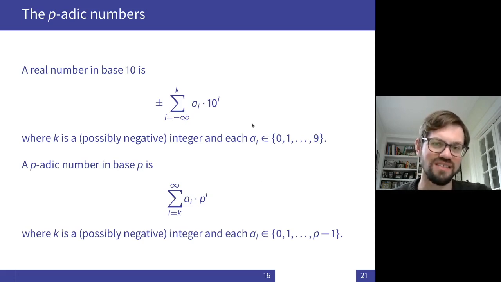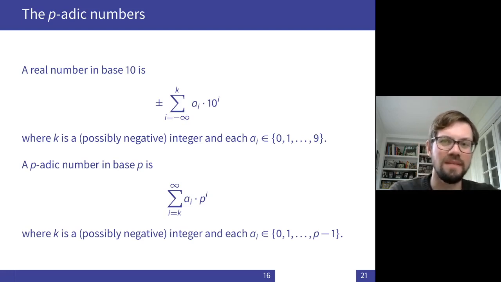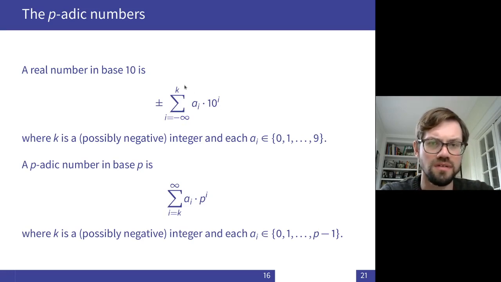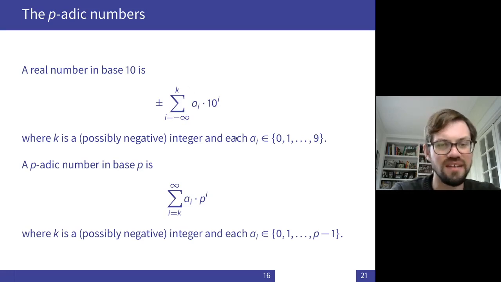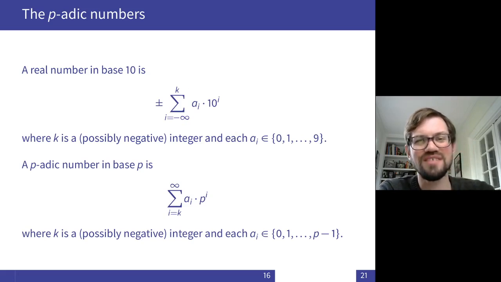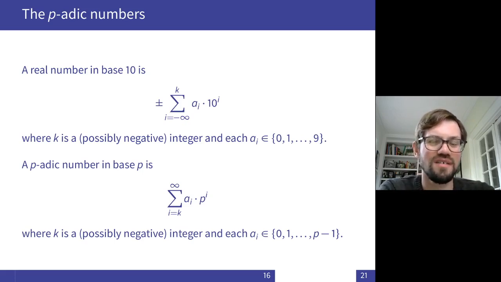And represented mathematically, this is a sum from negative infinity to some finite, maybe negative, maybe positive integer k, of coefficients a_i, which are digits, times powers of 10. So the ones place, the tens place, the hundreds place, etc., all being summed up here. For the p-adic numbers, we can use a similar representation, but with a couple twists to it. So first of all, instead of thinking of this in base 10, like we typically do for real numbers, let's think of it in base p.